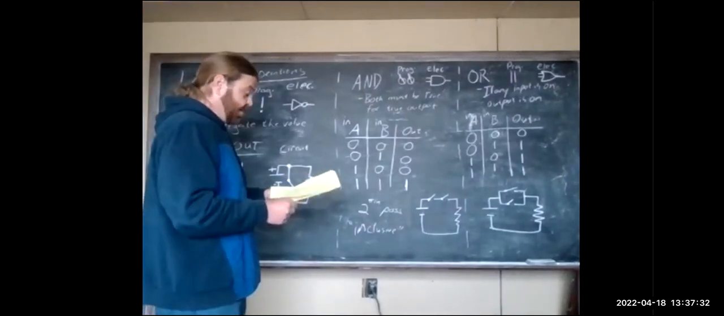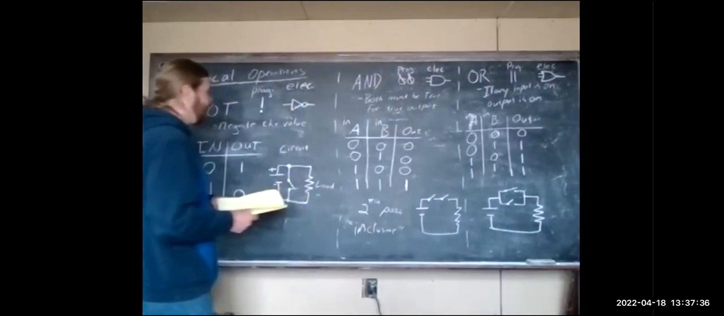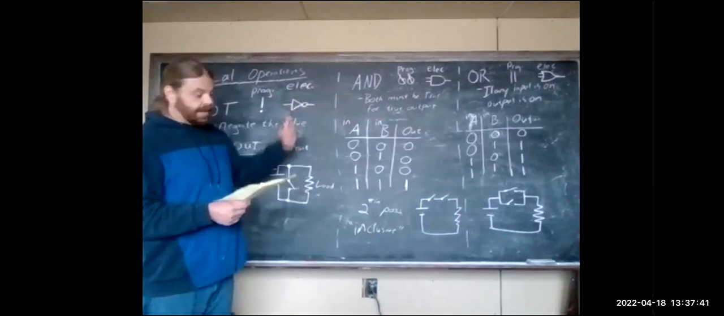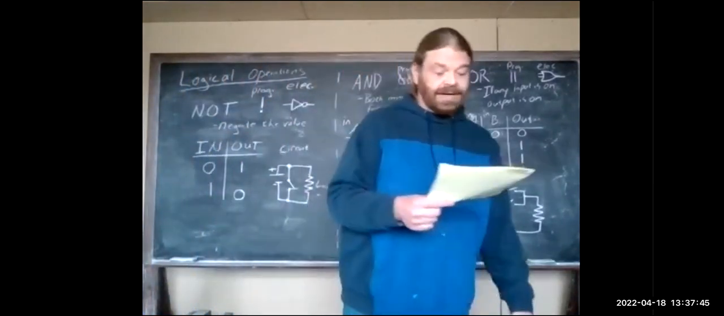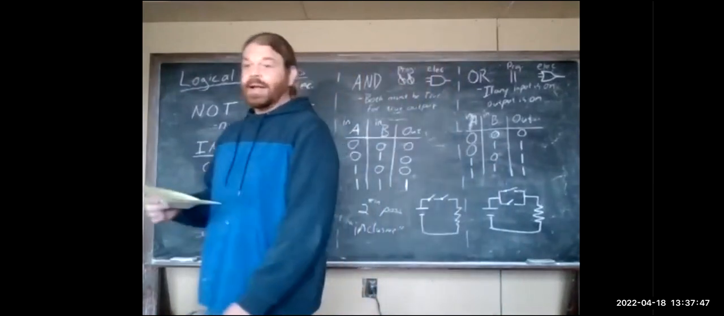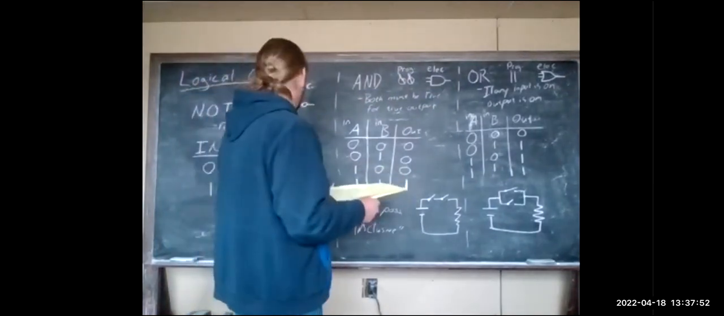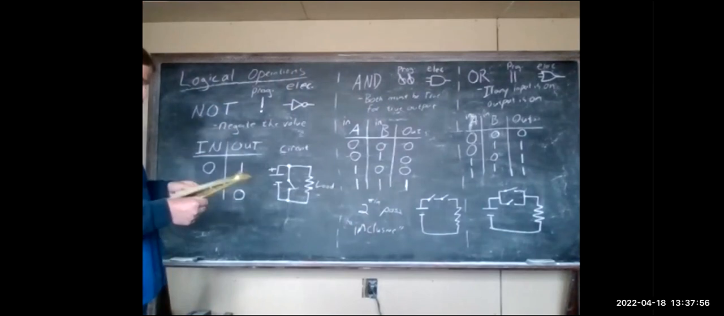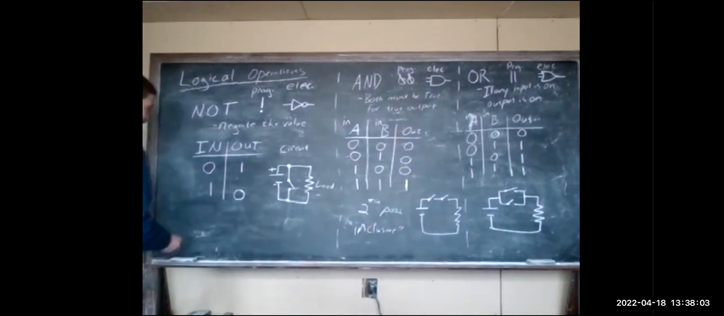The most common combinations are going to be NAND, which is NOT and AND combined to give us NAND, and NOT and OR combined to give us NOR. And if we combine NAND and OR, we get XOR, which I guess I'll draw up here.